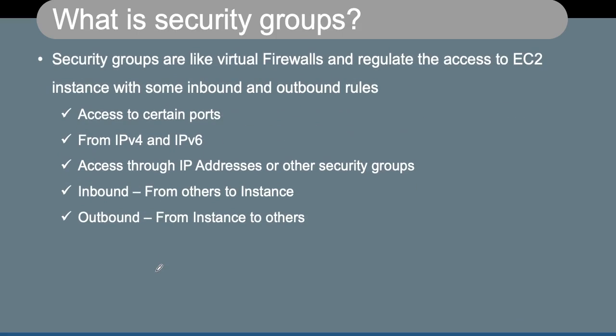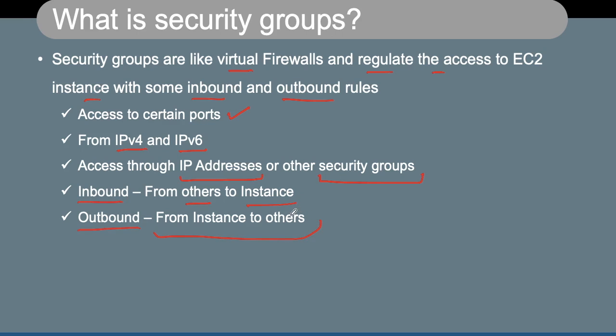Now, what are security groups? Security groups are like virtual firewalls which regulate the access to the EC2 instance with some inbound and outbound rules. So by default, nobody will be able to access your EC2 machines unless you create some inbound and outbound rules, and those rules are assigned with the security groups. They can give access to certain ports, they can give access from IPv4 or IPv6 addresses, and they can also give this access through some particular IP addresses and only through some other security group. And these rules can be inbound from others to the instance and outbound from the instance to others.